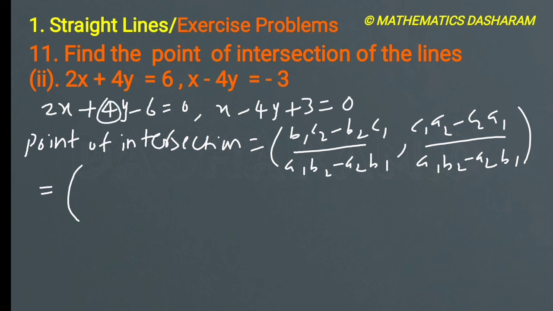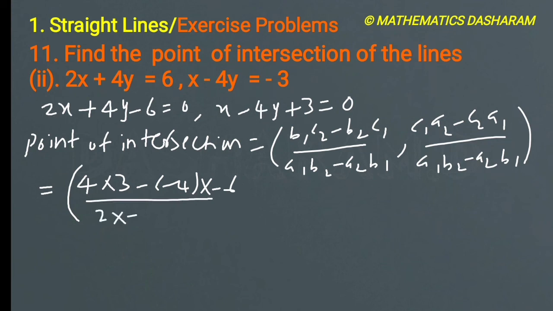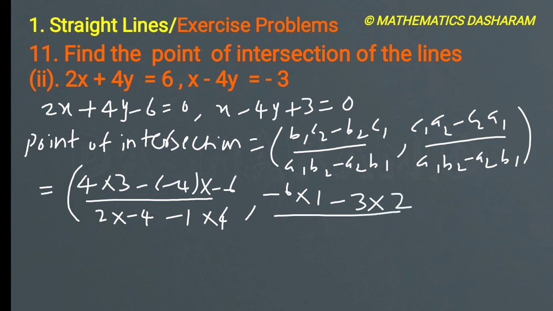b1, that is 4 into c2, that is 3, minus b2, minus 4, into c1, minus 6, divided by a1 2, b2 minus 4, minus a2 1 into b1 is 4, comma, c1 is minus 6, a2 that is 1, minus c2, 3 into a1 is 2, divided by 2 into minus 4 minus 1 into 4.